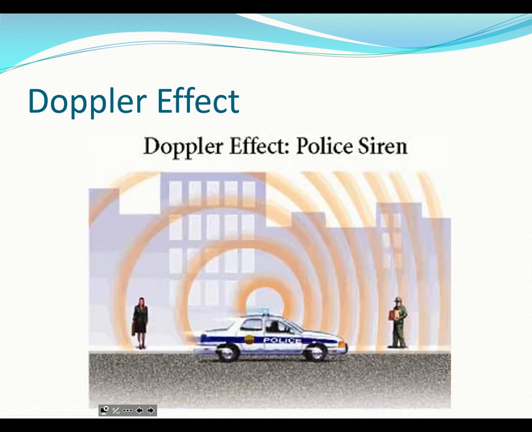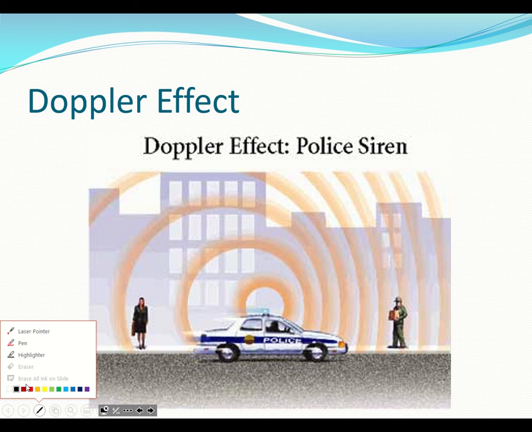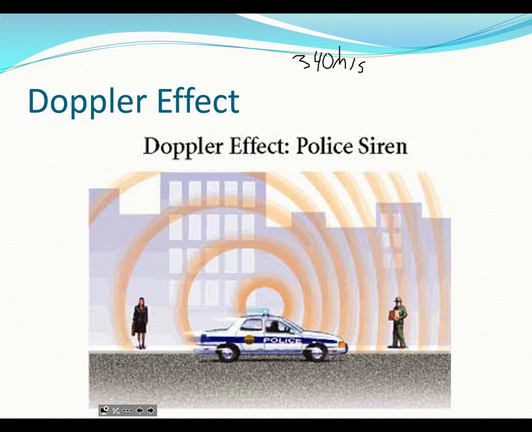So I can explain the Doppler effect really easily just with this picture. The thing about sound waves is they move about 340 meters per second. Depending on temperature and humidity it'll change a little bit, but roughly 340 meters per second is the speed of sound. That's if the air, the temperature, and the humidity don't change.